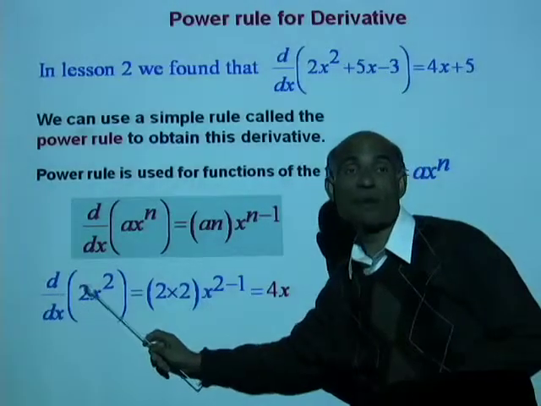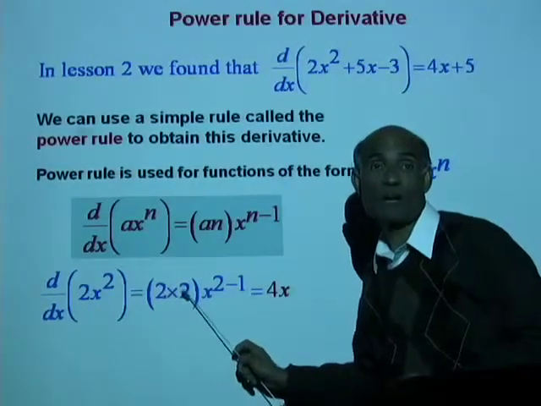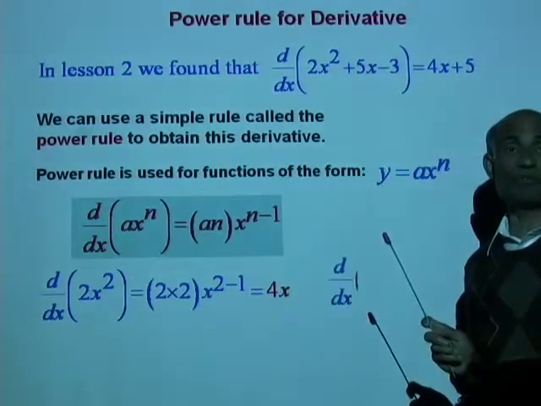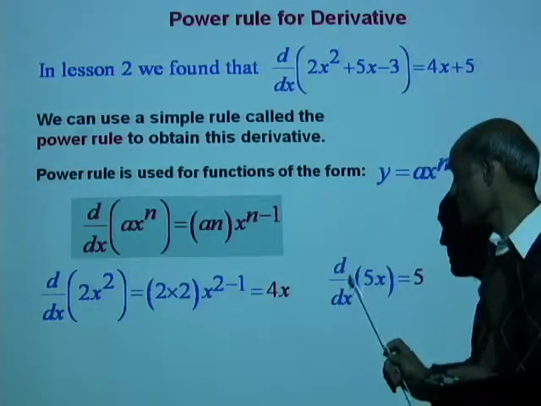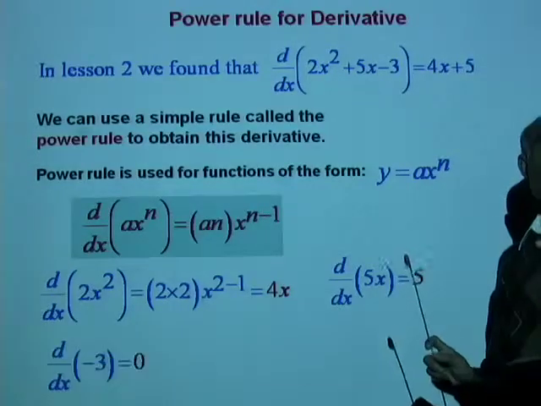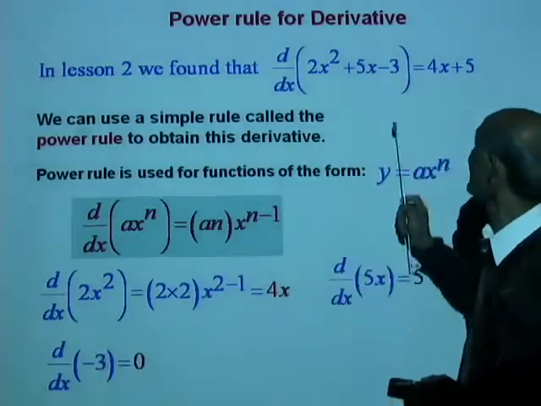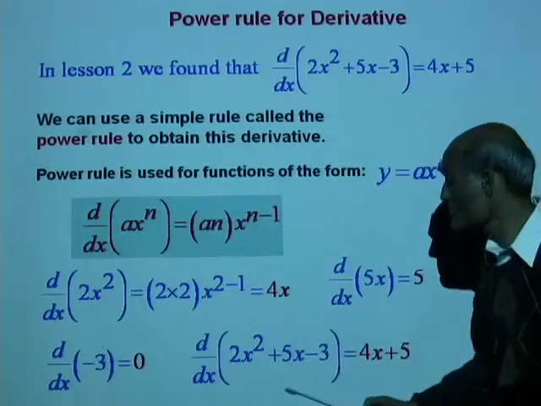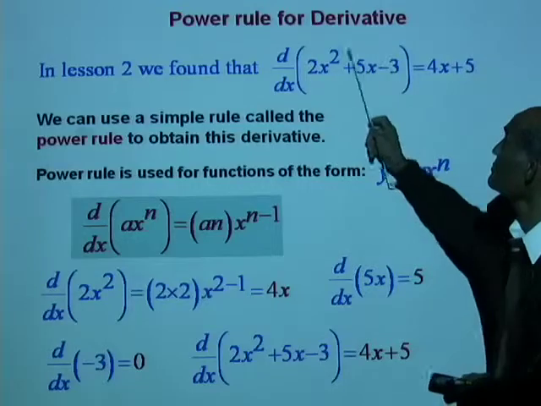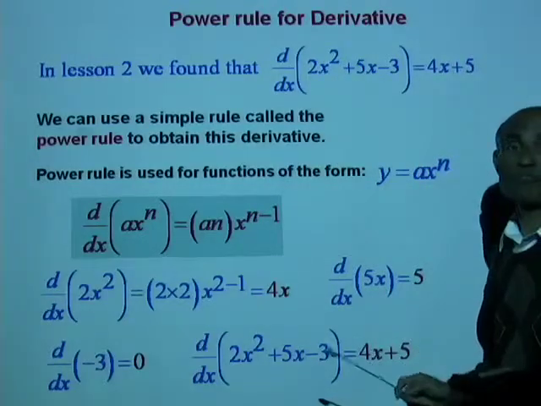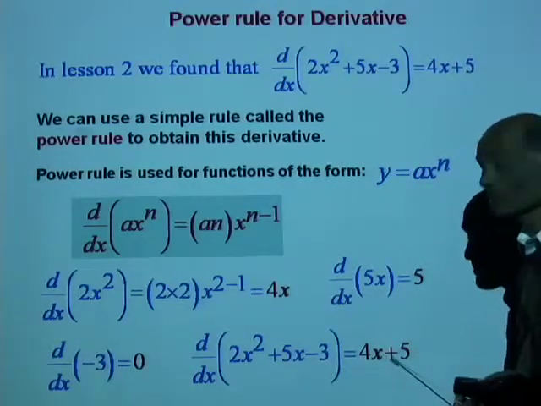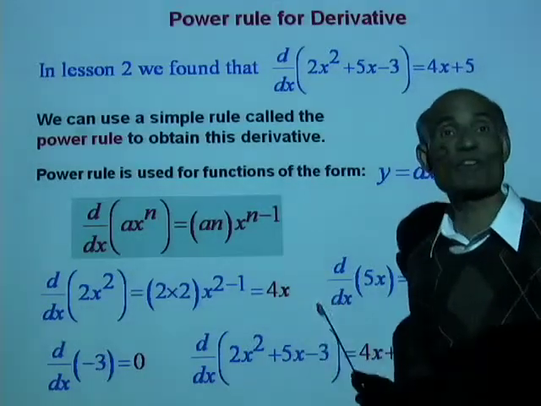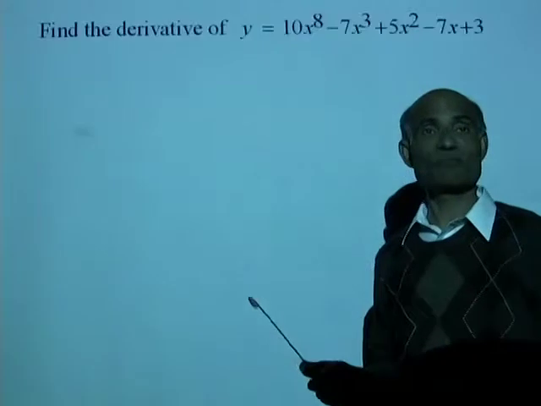So the derivative of 2x squared is 2 times 2 times x to the power of 2 minus 1, that is 4x. The derivative of 5x equal to 5. The derivative of negative 3 equal to 0. Therefore, the derivative of the function 2x squared plus 5x minus 3 is 4x plus 5, which is the same result we got in the last lesson.